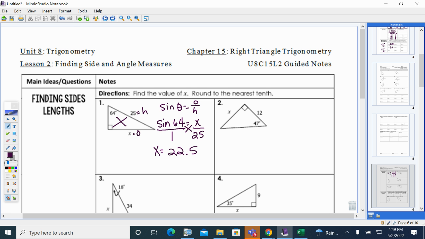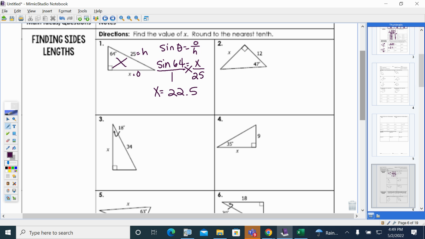You're going to do the same thing with every single one of these. Let's jump to number 4. Number 4, you've got a 35-degree angle. Again, there is your theta. You have opposite, and you're looking for adjacent. You do not have the hypotenuse, nor do you want the hypotenuse. So looking at opposite and adjacent, it's going to be tangent. Tangent of theta is opposite over adjacent. So filling in our known pieces, tangent of 35 is equal to 9 over x.